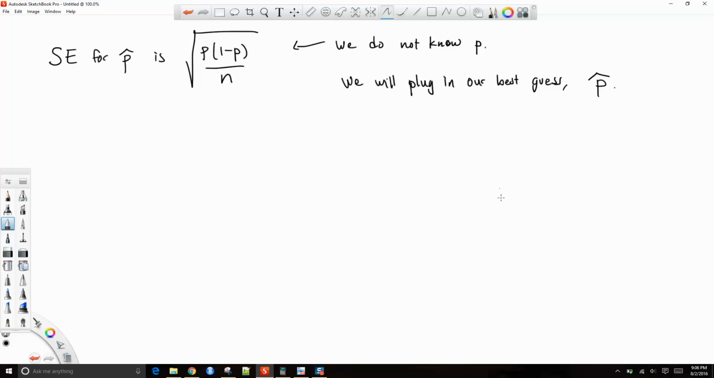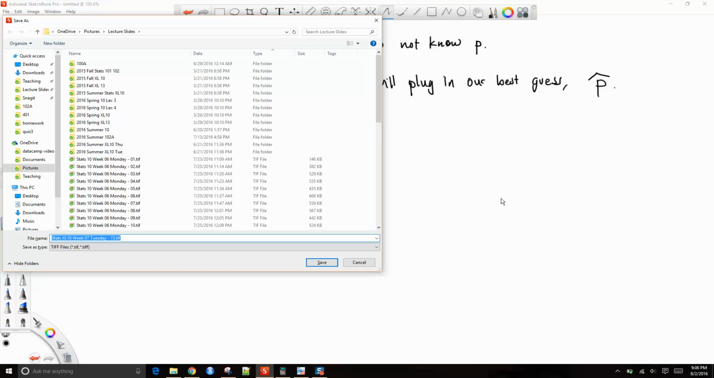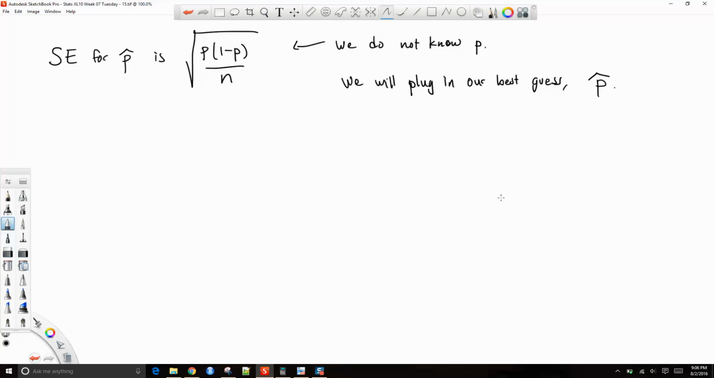Okay, and then thanks to mathematics, this substitution is okay, all right? Later on, we do a similar substitution for sigma and things like that, and we have to compensate for it. You know, like when you do cooking, you can substitute things, and sometimes you have to compensate for that in the cooking times and things like that. In this case, this substitution is fine. Okay, so we plug in our best guess p hat, and that's fine.